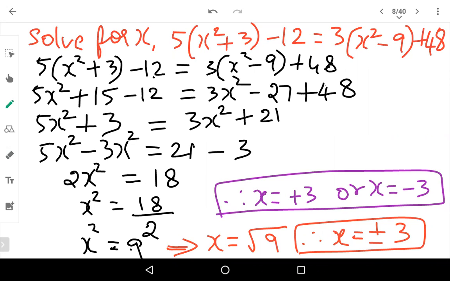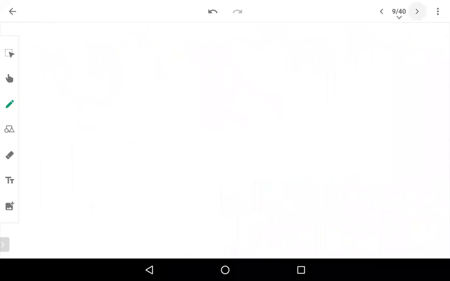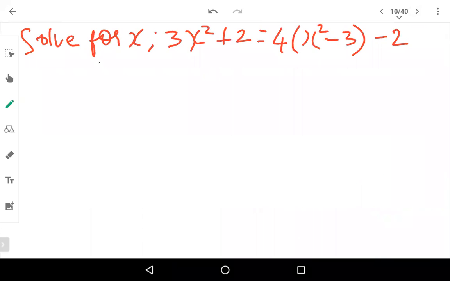Even after getting plus or minus 3, you'll have to elaborate and show that we have plus 3 as well as minus 3 as the answer. Understood? Okay. Now let us go to the next problem. Good, good if you have understood. Great. Now let us go to the next problem.